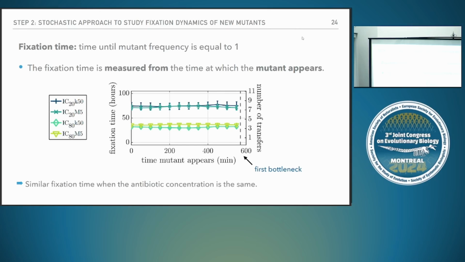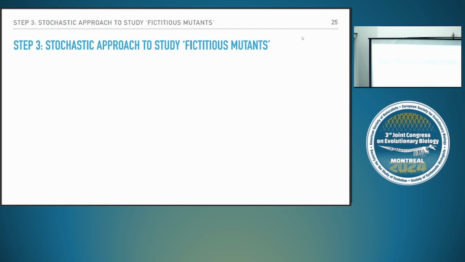So the conclusions for this part, right, is that essentially bottleneck size is modulating the timing at which the mutants appear, while selection is modulating the fixation dynamics of the new mutants. Now I hope I have time for going briefly through steps 3 and 4.